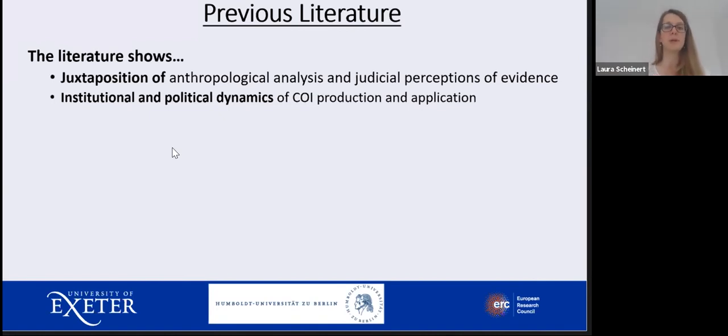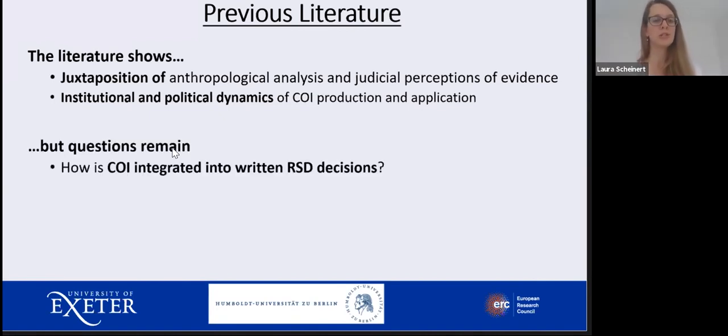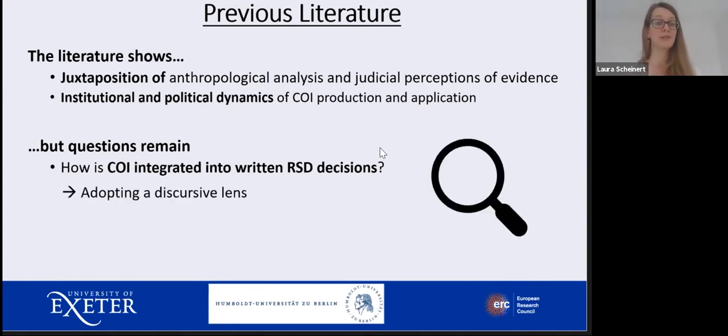With this paper, we shift the focus ever so slightly, because rather than looking at the substantive application of COI or the procedural negotiation, we look at how COI is integrated into written decisions, and we do that by adopting a discursive lens.